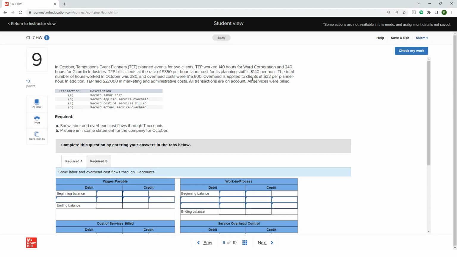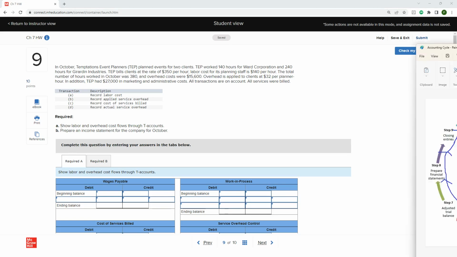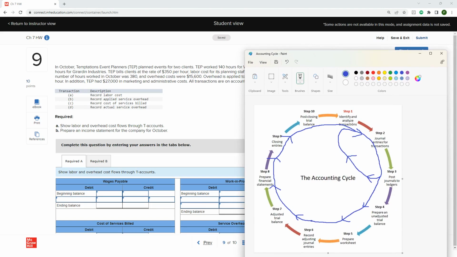So the first thing we need to do is remember our accounting cycle. We don't jump right to the T accounts. Remember our steps. The first step is to identify and analyze the transactions. Then our second step is to do the journal entries, and then we post these journal entries to the ledger. And this is where we would post it also to the T accounts. So before we can use our T accounts, we need to come up with the journal entries. Once we come up with the journal entries, then the T accounts will fall into place.